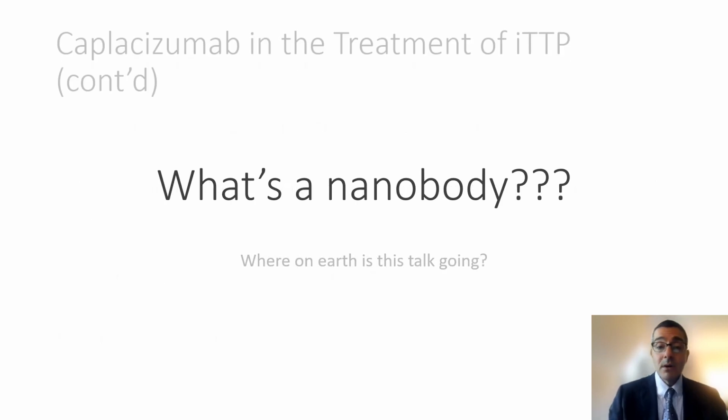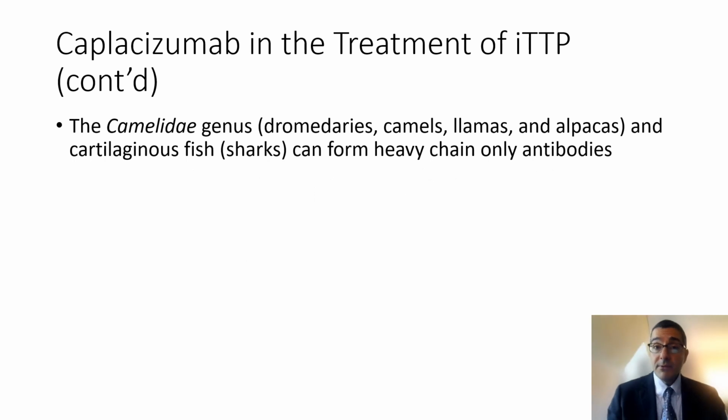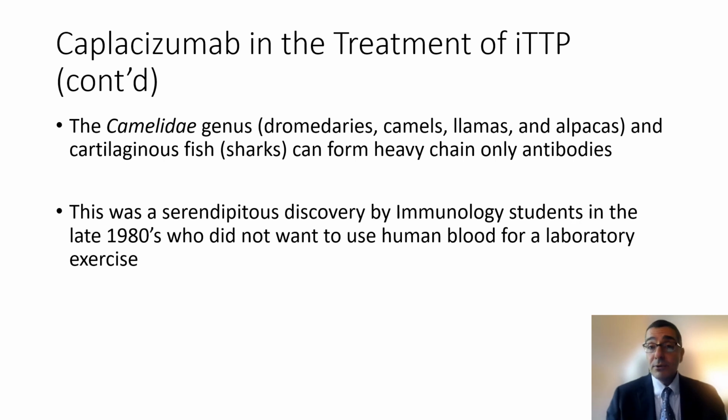And so what has been found is that camels, llamas, alpacas, certain sharks can make what's called a heavy chain only antibody. And I'll show that in a second. And this was a bunch of immunology grad students in Belgium who were messing around, and they found this.